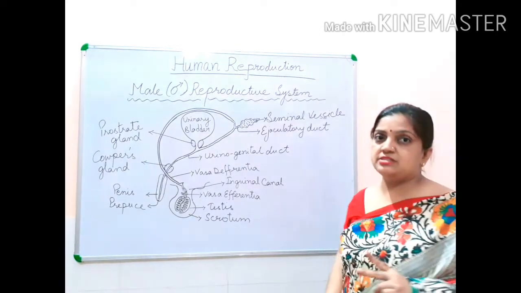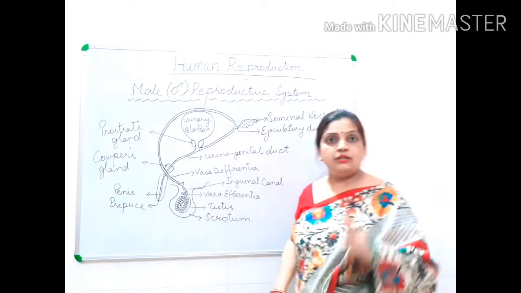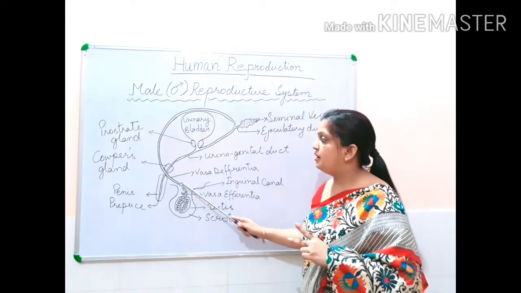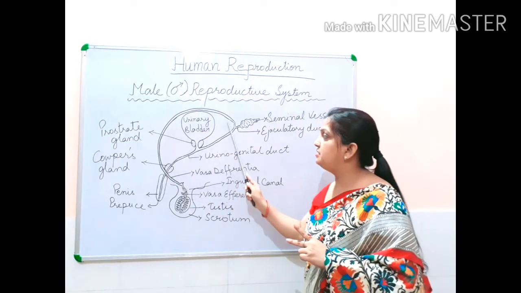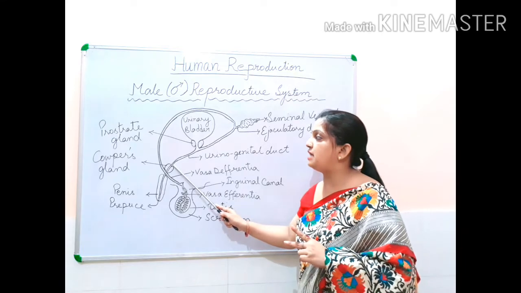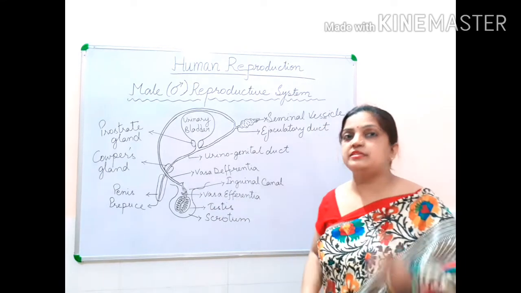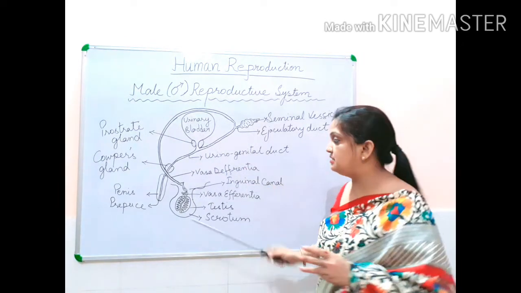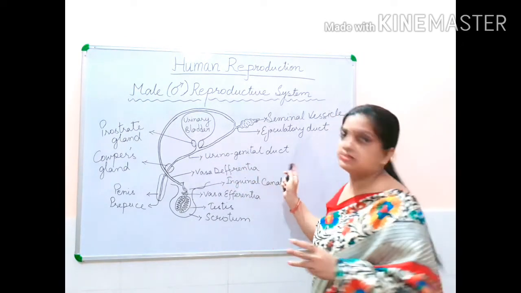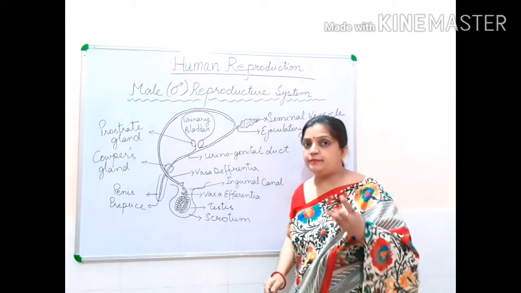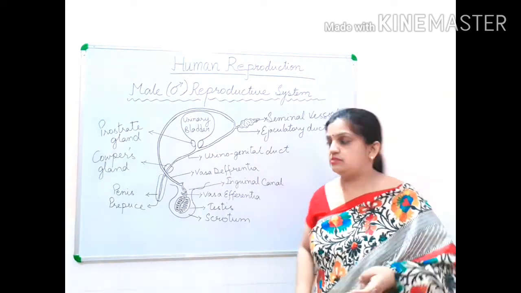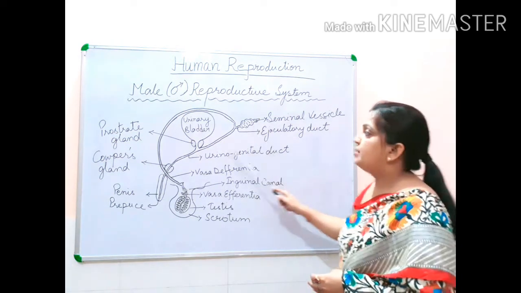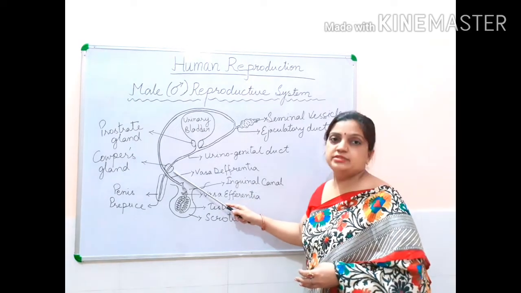Now the second was accessory reproductive parts. What are accessory reproductive parts? That is your vasa efferentia, your vasa deferentia, and then your urinogenital duct. These three parts are accessory reproductive parts, which are the main parts assisting the testes in the male reproductive system. Now the third part was accessory reproductive glands. So the accessory reproductive glands are the seminal vesicle, prostate gland and Cowper's gland.